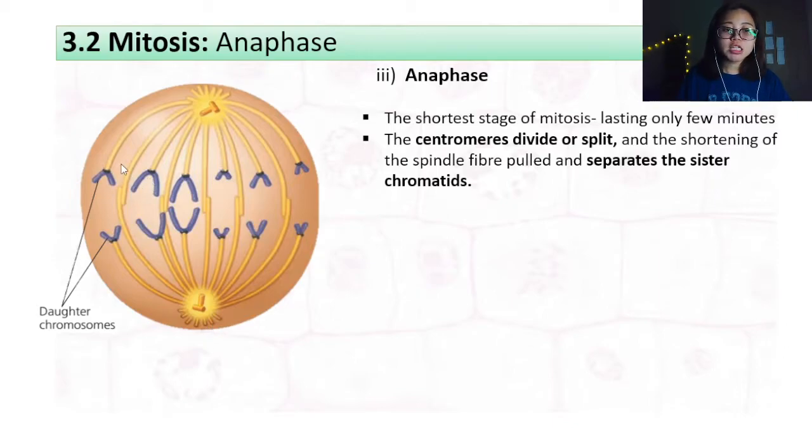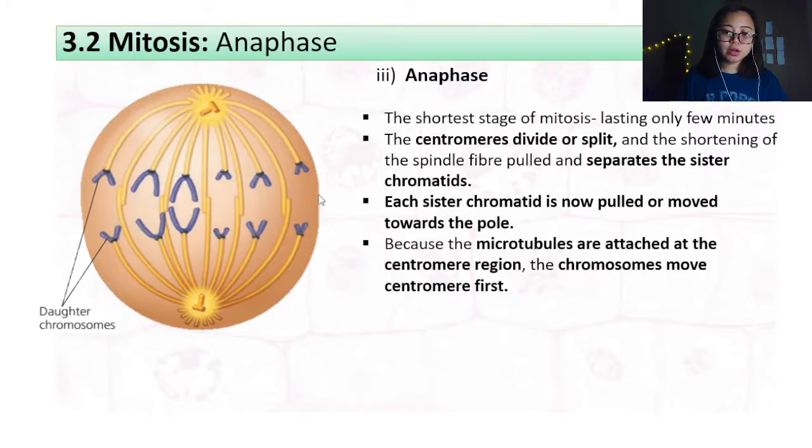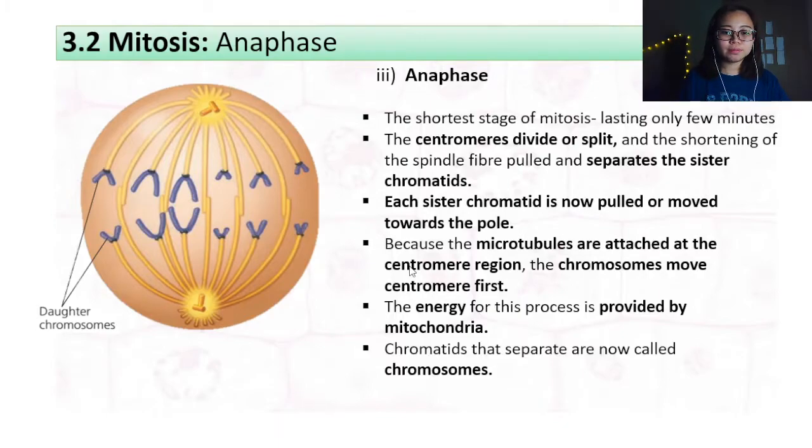Siapa yang tarik? Spindle fiber. So you have to say the spindle fiber shorten and pull sister chromatids. Now each sister chromatid is now pulled or moved towards the pole. Because the microtubules are attached at the centromere region, the chromosomes move centromere first. Sebab dia melekat pada bahagian centromere, bila dia tertarik, dia akan nampak bentuk macam ini. The energy for this process is provided by mitochondria. Tenaga datang daripada mitochondria dalam bentuk ATP.